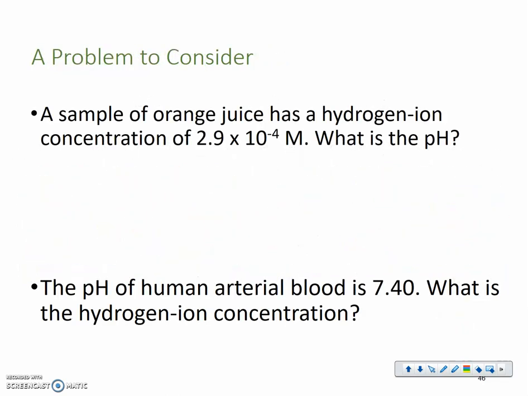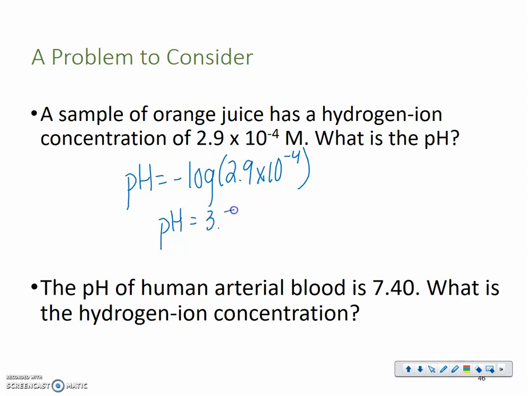So if we have a hydrogen ion concentration, what's the pH? So pH is our negative log. Make sure you put this in parentheses in your calculator. So when you do that, you're going to get a pH of 3.54. So that's a relatively weak acid. Okay. If we want to work backwards, we can do that too.